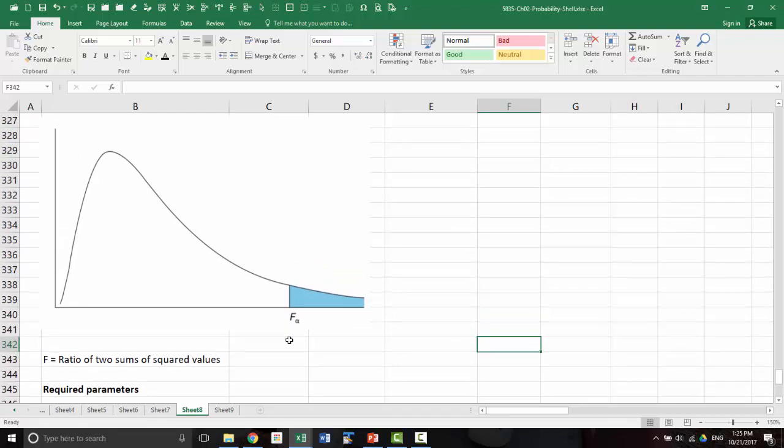Because it is sums of squares both in the numerator and the denominator, and sums of squares cannot be negative, the values are always positive.